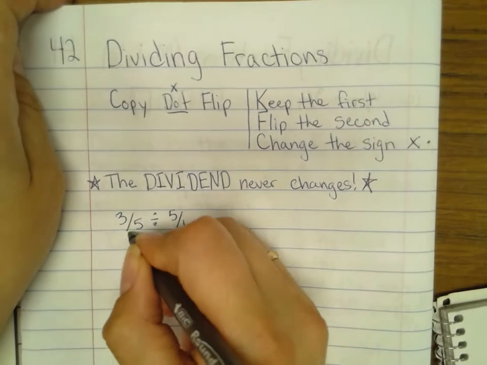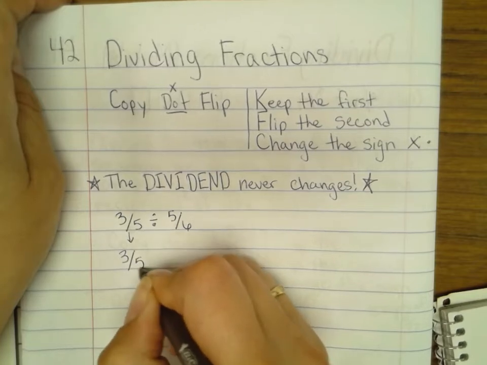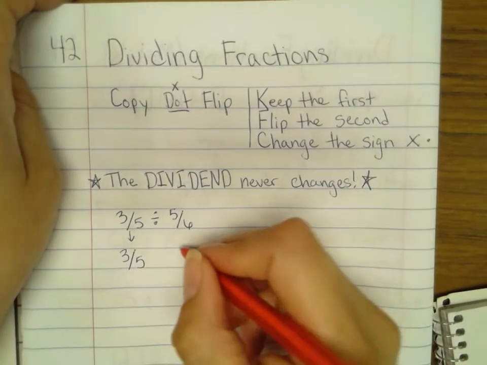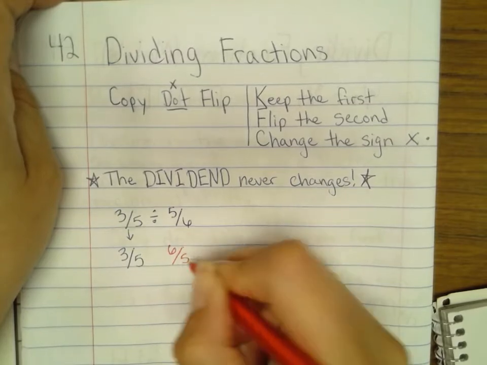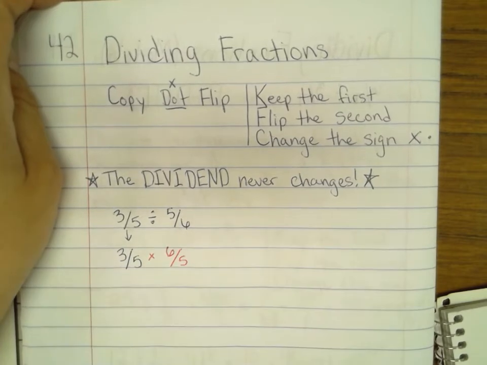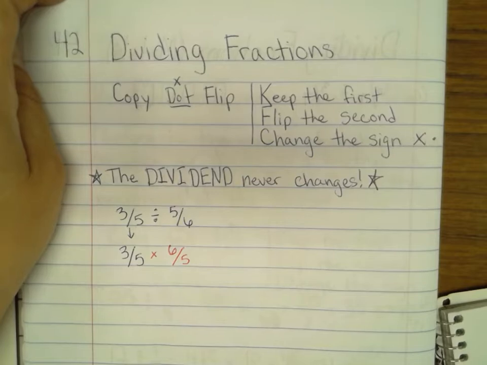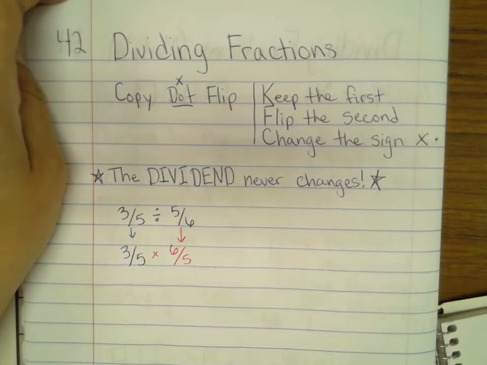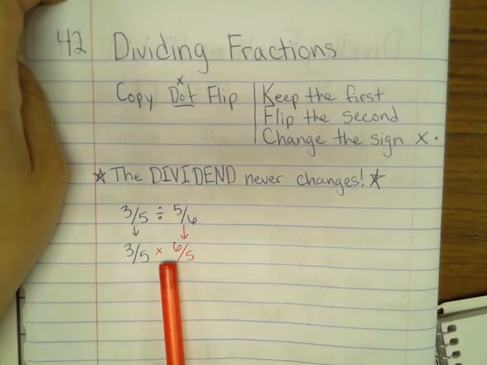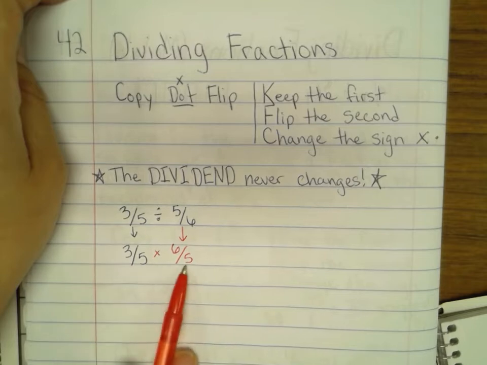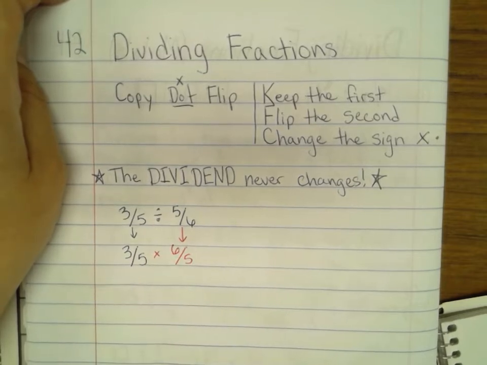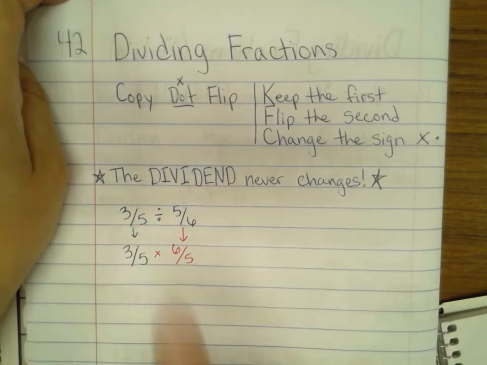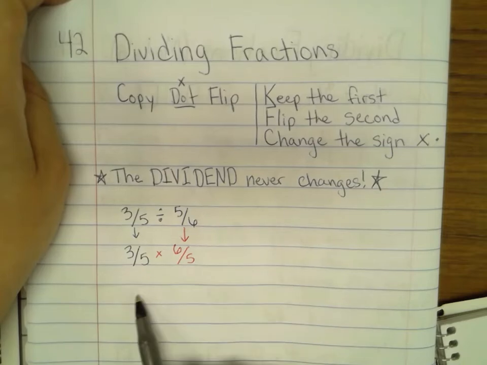All right, keep the first. So this doesn't change. Flip the second. So this is going to become the reciprocal. So 6/5. Change the sign. Now, something important here. A lot of times people want to cross cancel before they can divide. Well, if you have a division sign here, you better not be cross canceling, because look what happens when you flip it like this. Cross cancel. I'm looking at the 3 and the 5 and the 6 and the 5. If you cross cancel up here, that's going to mess everything up. You can only cross cancel once you have a multiplication here. So do this. Now you can think about cross canceling.